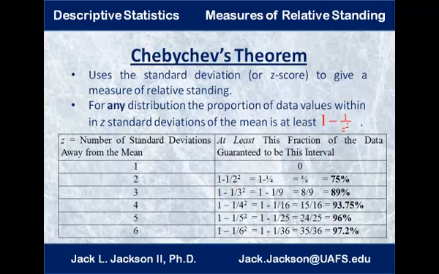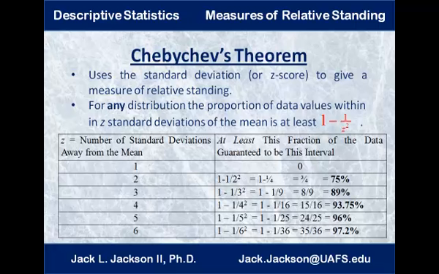Z is 2. If you're 2 standard deviations away from the mean, we plug that into the formula. You get 1 minus 1 over 2 squared. That's 1 minus 1/4. We get 3/4, or 75% of the data has to be within 2 standard deviations of the mean, no matter what the distribution looks like. Whether it's humped up in the middle, or more spread out, or humped up on one end or the other, or just evenly spread out, it doesn't matter. At least 75% has to be within 2 standard deviations of the mean.